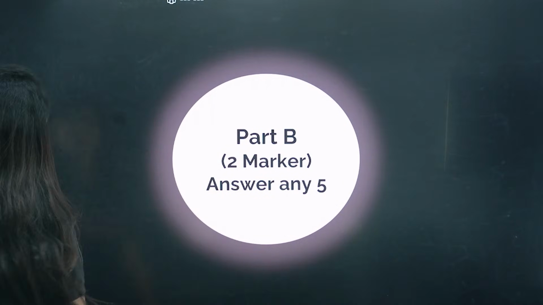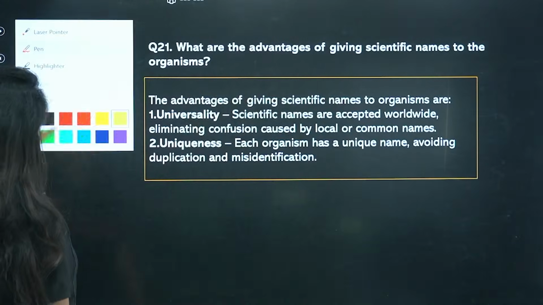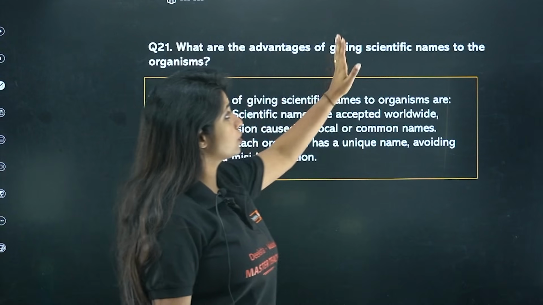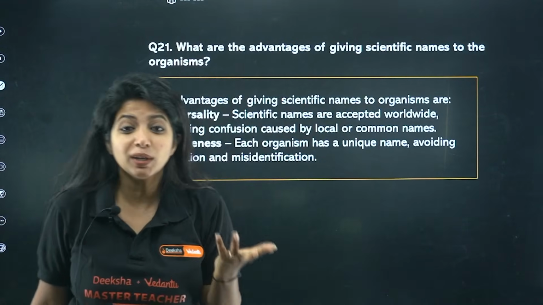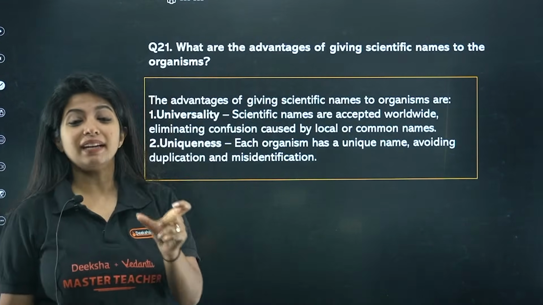Yes? And the first question that we have from the 2-marker section is this. What are the advantages of giving scientific names to organisms? Why do you think organisms have scientific names?